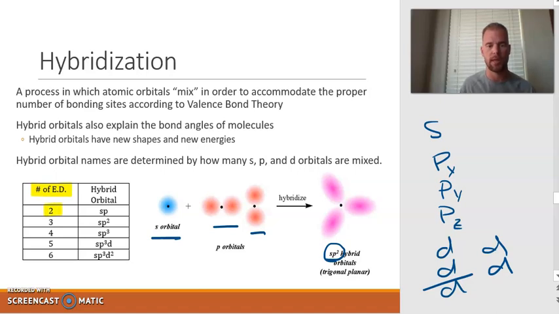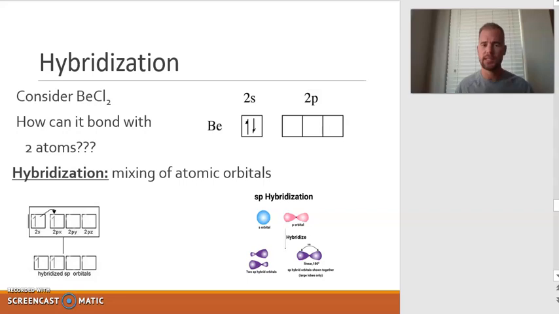If I have 2 electron domains, I'm going to mix an s and a p to get an sp orbital. If I have 3 electron domains, I'm going to mix an s and 2 of the p orbitals to get an sp2. If I have 4 electron domains, I'm going to mix an s and all 3 p orbitals to get sp3. If I have 5 electron domains, I'm going to mix an s, all 3 p's, and then I need one of the d's to make sp3d. And finally, if I have 6 electron domains, I'll mix the s, the 3 p orbitals, and 2 of the d to get sp3d2. Now, like I said, that probably makes 0 sense right now, but it will make sense once we go through some examples.